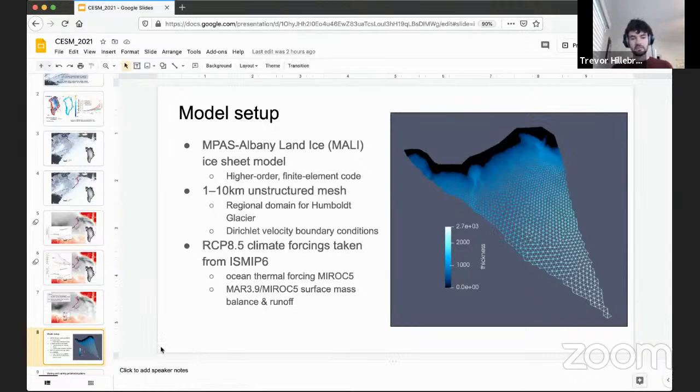And we're forcing this with RCP 8.5 climate forcings taken from ISMIP6, and currently we're using the ocean temperatures from MIROC5 and surface mass balance and runoff from MAR and MIROC5.